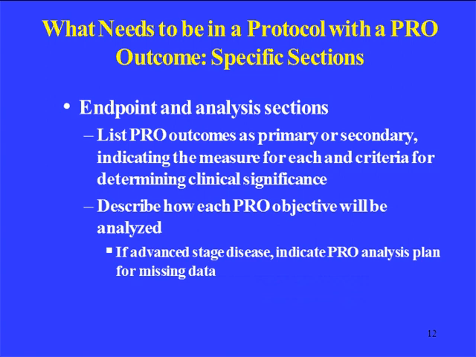In the endpoint and analysis sections, the PRO outcomes should be indicated again as whether they're primary or secondary outcomes, and then how they are being measured and the criteria for determining clinical significance. And then, obviously, the PRO objective statistical analysis plan needs to be described. If this is a trial with advanced stage disease patients, then the analysis plan for the PRO measures needs to address the potential for missing data. Next slide.